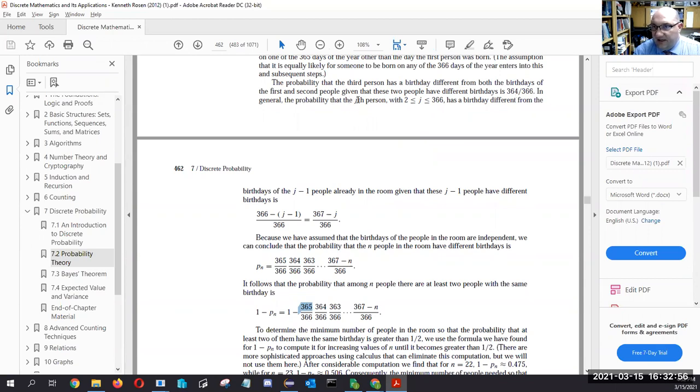in general, the probability that the jth person has a different birthday from the birthdays of the previous people in the room is this. Okay, so because we've assumed they're all independent, we conclude that the probability that n people in the room have different birthdays is this. So it's a sequence. So the odds that they're going to have a different birthday is going to be the 365 times the 364.